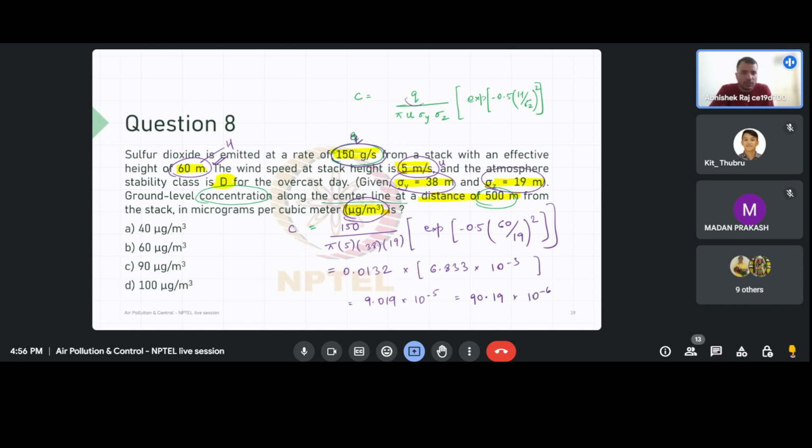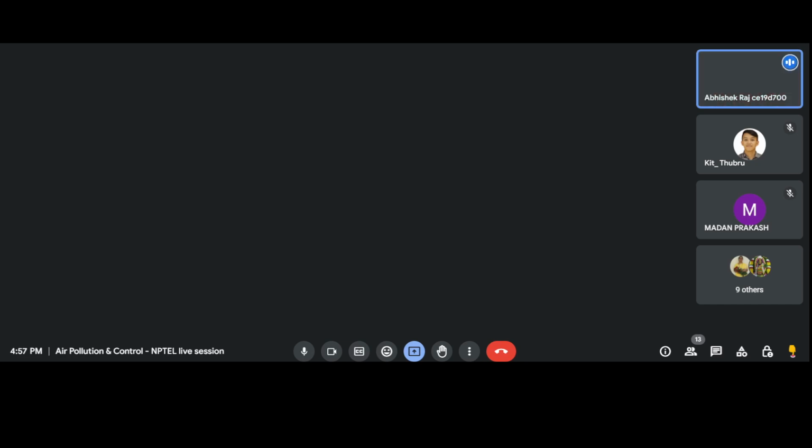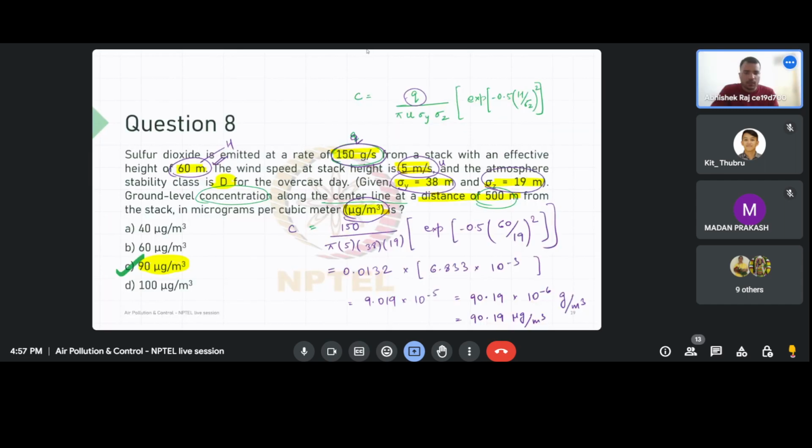And here we are taking the emission rate in grams. So this will come out in grams per meter cube. So when we convert this to micrograms, we'll take the product with 10 to the power 6. So this will become 90.19 micrograms per meter cube. So approximately 90. So that is the answer here. So 90 micrograms per meter cube. That will be the correct answer here. I will stay on this slide for a few seconds so that if someone wants to note it down, you can note it. After that, we'll move ahead.